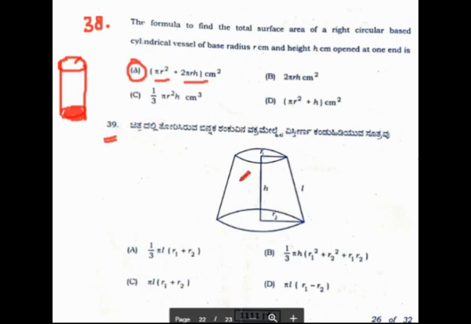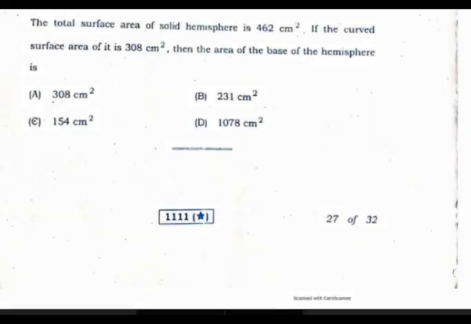39th question, the lateral surface area of a frustum is, correct option is C, pi l into r1 plus r2. Last question of the model paper, 40th question. The total surface area of a solid hemisphere is 462 centimeter square. If the curved surface area of it is 308, then the area of the base of the hemisphere is.